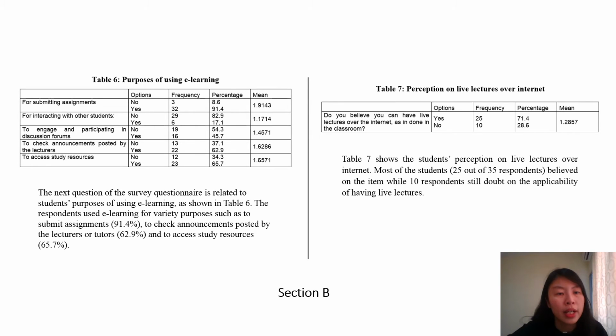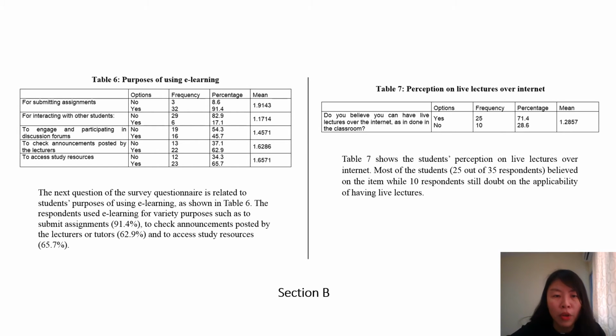Let's move to item number 6. The next question of the survey questionnaire, item number 6, is related to students' purposes of using e-learning. As shown in table 6, the respondents use e-learning for a variety of purposes, such as to submit assignments, about 91.4%, to check announcements posted by lecturers or tutors, which is 62.9%, and to access study resources, which is 65.7%.